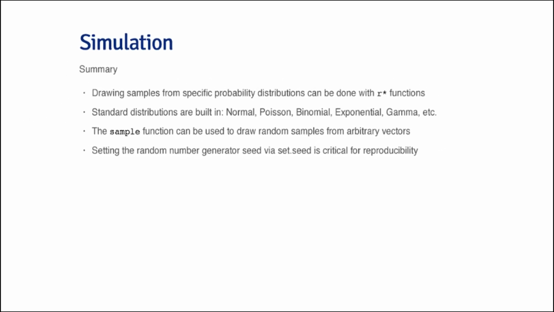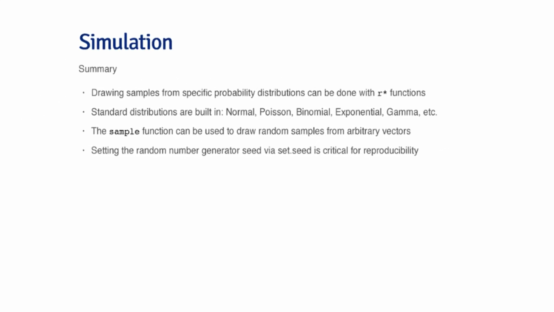So that's a very quick summary of the simulation functions in R. You can draw random samples from specific probability distributions with the R functions. So rnorm, rpois, rbinom we saw already. All the standard distributions are built in, but probably you will need things like the normal, the Poisson and the binomial, the exponential, gamma, etc. All those functions are built in, and you can use the corresponding R functions to simulate from them.